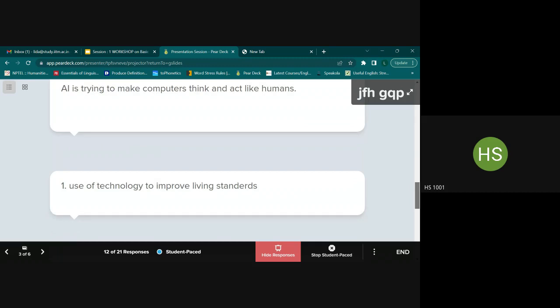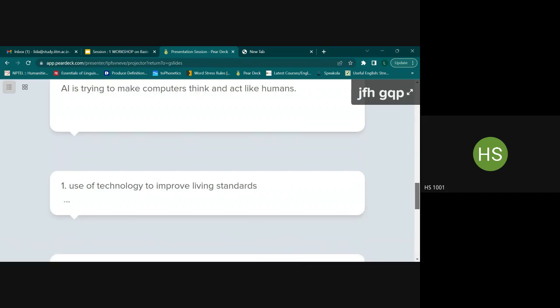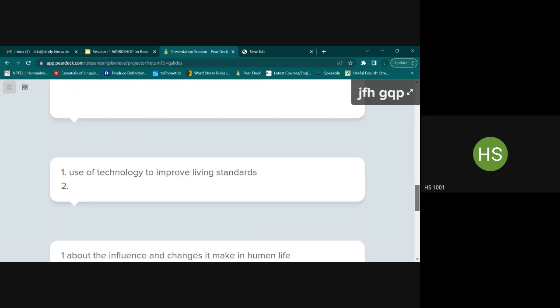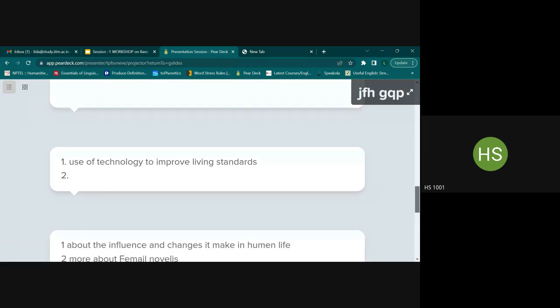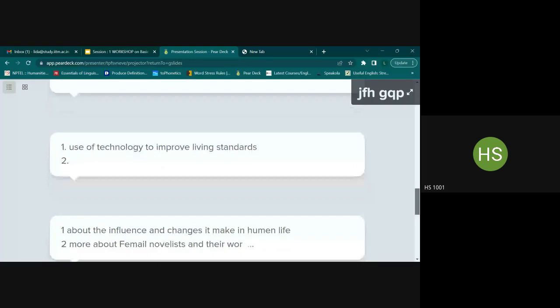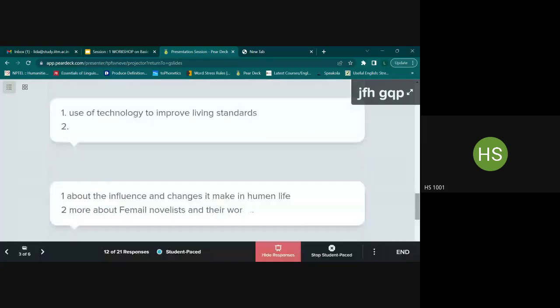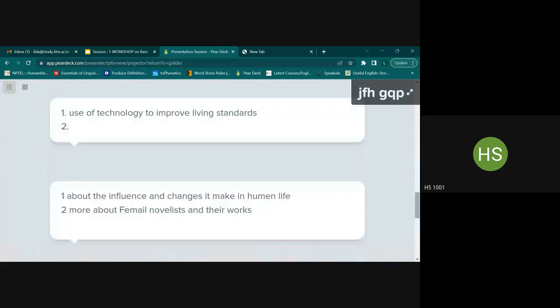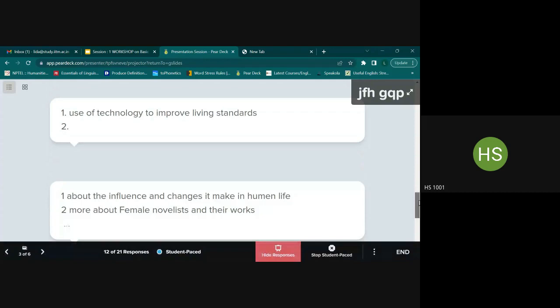Use of technology. Yeah, you can write it from a technological viewpoint. You basically mean that you can explain what artificial intelligence is. Yes, that's also possible. Technology to improve living standards. Okay. About the influence and changes it makes in human life. Yes, correct. About female novelists and their works. Yes, of course.